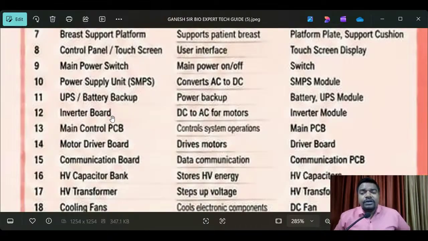Mammography here: inverter board, DC to AC for motors, and inverter module. Okay, and the main control PCB. See, mammography control system operations, main PCB and motor driver board. This is the component and its functions here.